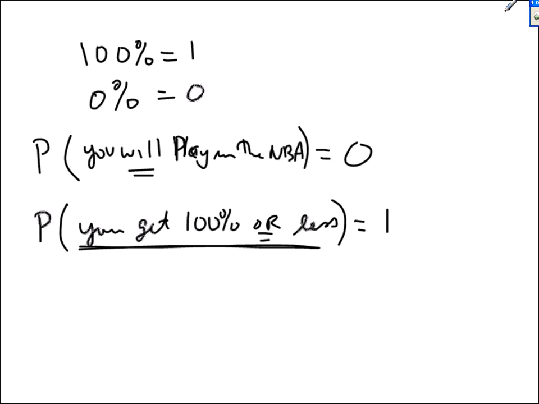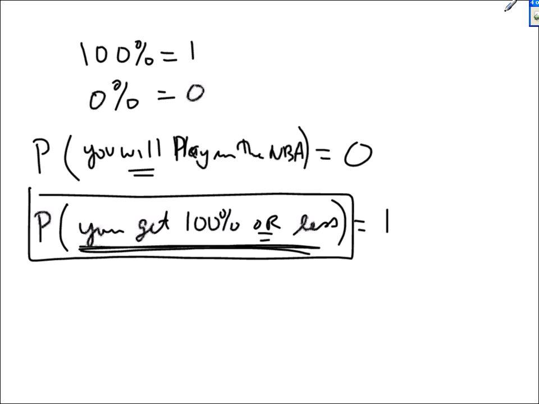It's guaranteed to happen. If you didn't get 100 or less, that would mean you got more than 100. But you can't get more than 100. The highest grade, I said very clearly, is 100. That's the premise. Suppose the highest score you can get is 100. And then somebody asks you, what's the probability that you get 100 or less? It's certain. It's guaranteed.